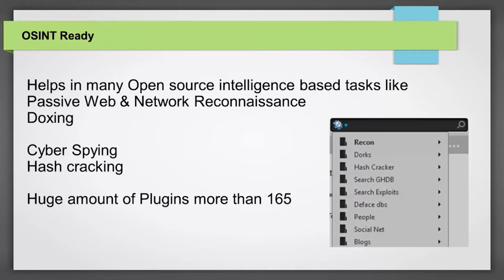So OSINT ready. The Hcon STF framework helps in many open source intelligence based tasks such as passive web and network recon, doxing, cyber spying, or hash cracking. There is a huge number of plugins found in this tool, counting up to more than 165.